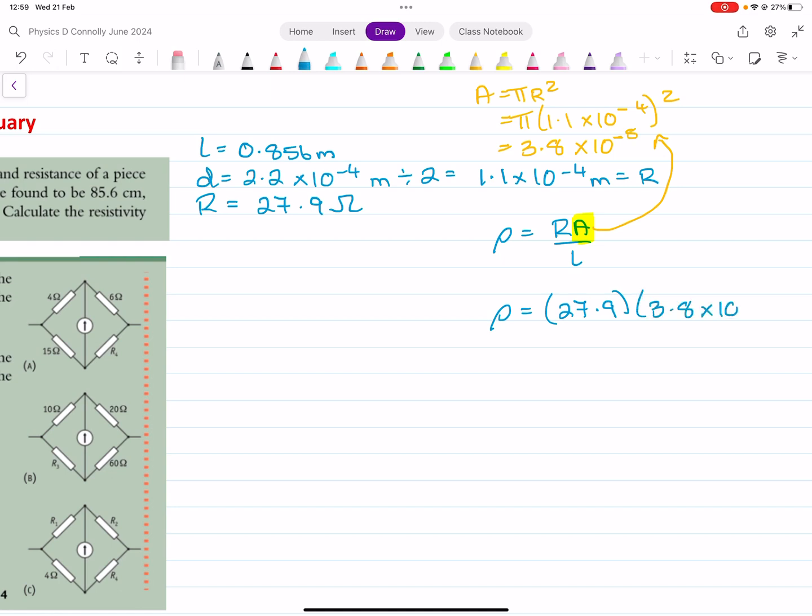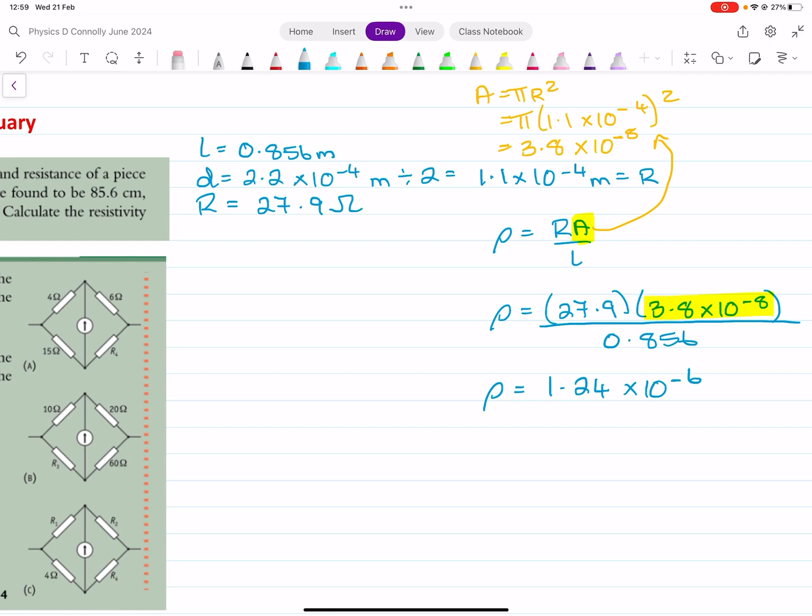0.8 by 10 to the minus 8. So that's rounded, but I have the full number held in my calculator here. And then the length is 0.856. So I have this number in my calculator. I'm going to multiply it by 27.9, and I'm going to divide by 0.856. So 1.24 by 10 to the minus 6.